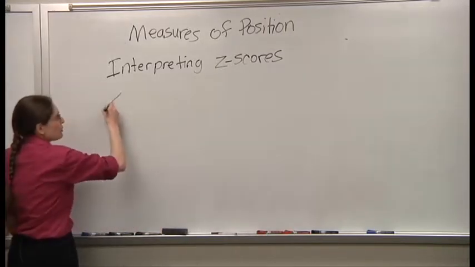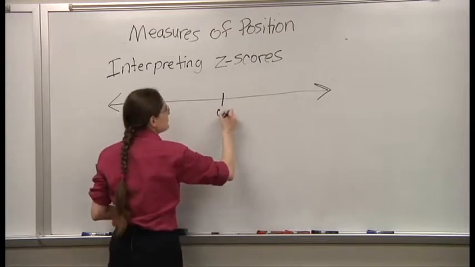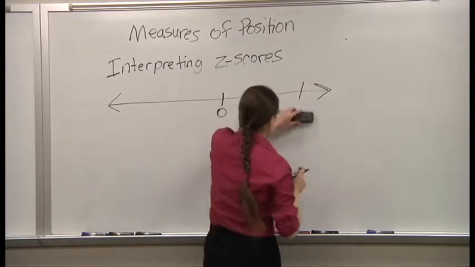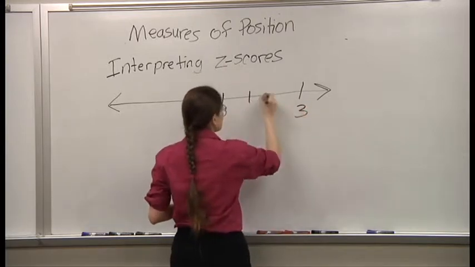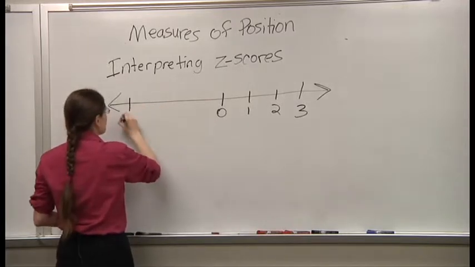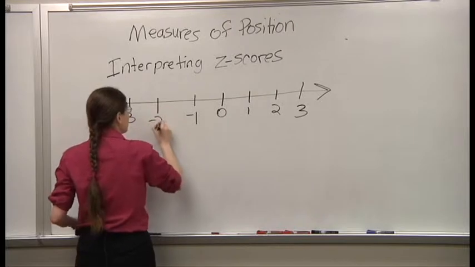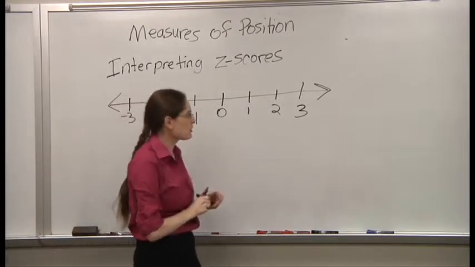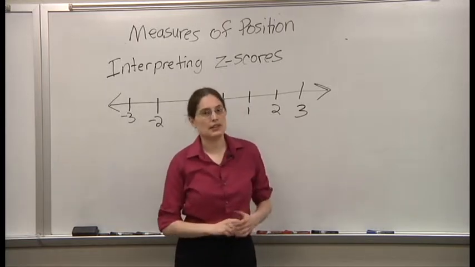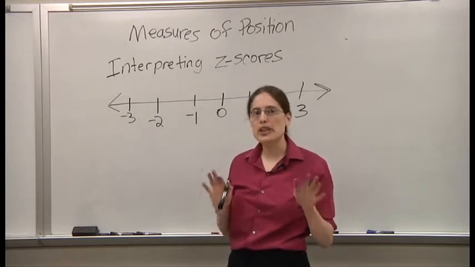Most z-scores are in the range, this is the positive side, most z-scores are somewhere in the neighborhood of -3 to +3. Numbers outside that range could happen, but they usually don't.